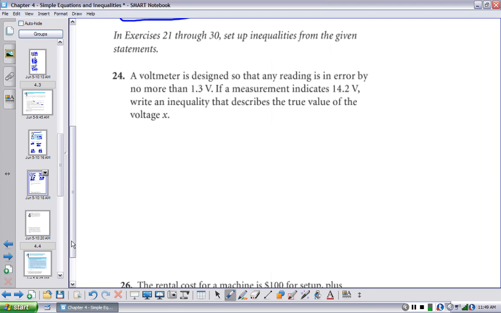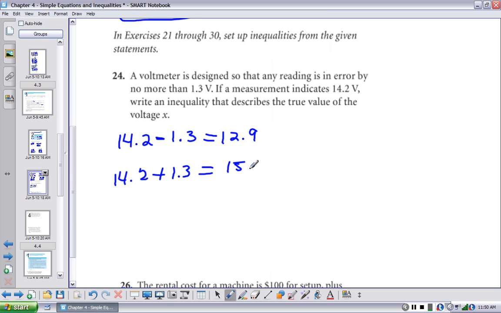So what this means is being in error by no more than 1.3 is that it could be 1.3 more than the value, or 1.3 less than the value. It could go on either side. So we look at this 14.2 volts, and if I subtract 1.3, which is the error, then I'm going to get 12.9. If I take my 14.2 and add 1.3, I'm going to get 15.5.